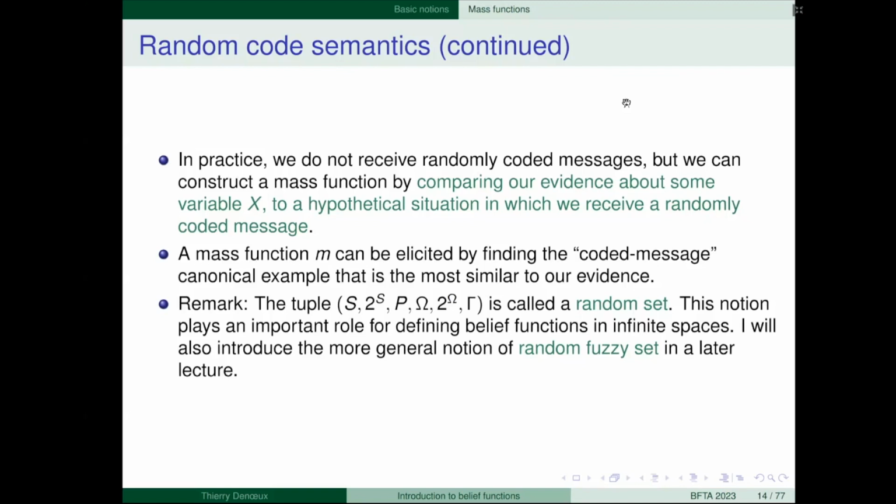Here, with belief functions, the canonical examples are a little bit more sophisticated. Okay, they are these randomly coded message examples. Here, the difference is that the probabilities are not about the occurrence of events, but about the meaning of evidence.